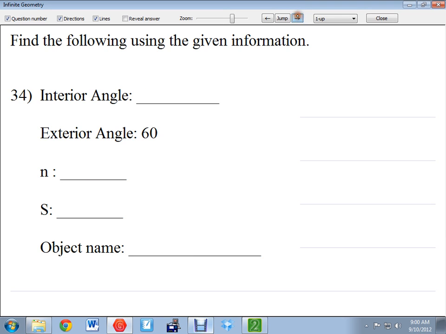Now, sometimes we're not given an interior angle, sometimes we're given an exterior angle, which is pretty much the same information that we had. We're given now that this is 60 degrees, so we can find out that the interior angle is simply 180 minus 60, which is 120 degrees. 120 degrees is the measure of the interior angle.